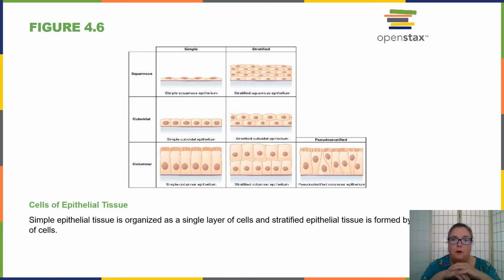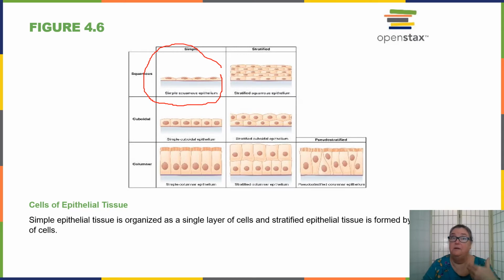If they're simple squamous, there's just one layer. So simple is one layer, stratified is multiple layers. So we can have simple squamous and stratified squamous. So here we have our simple squamous, one layer of thin flat cells.